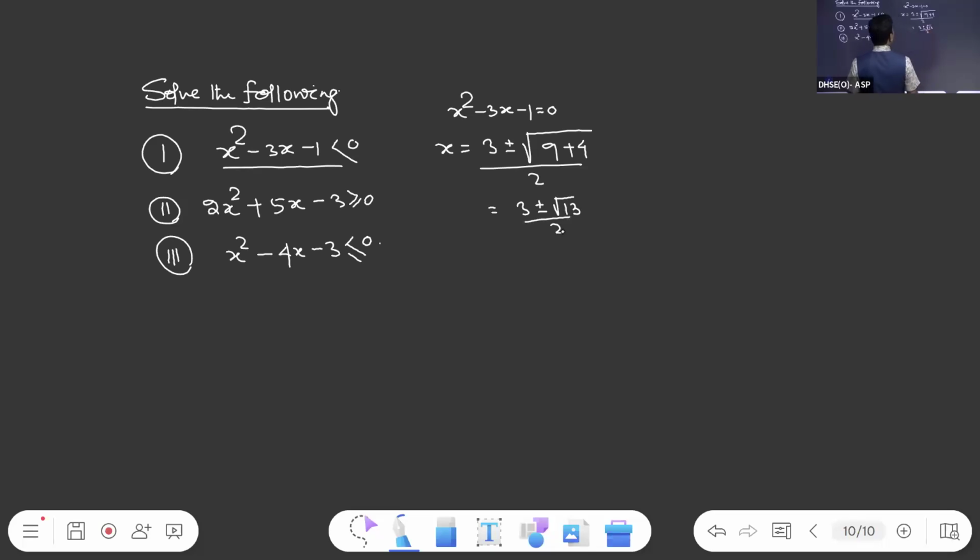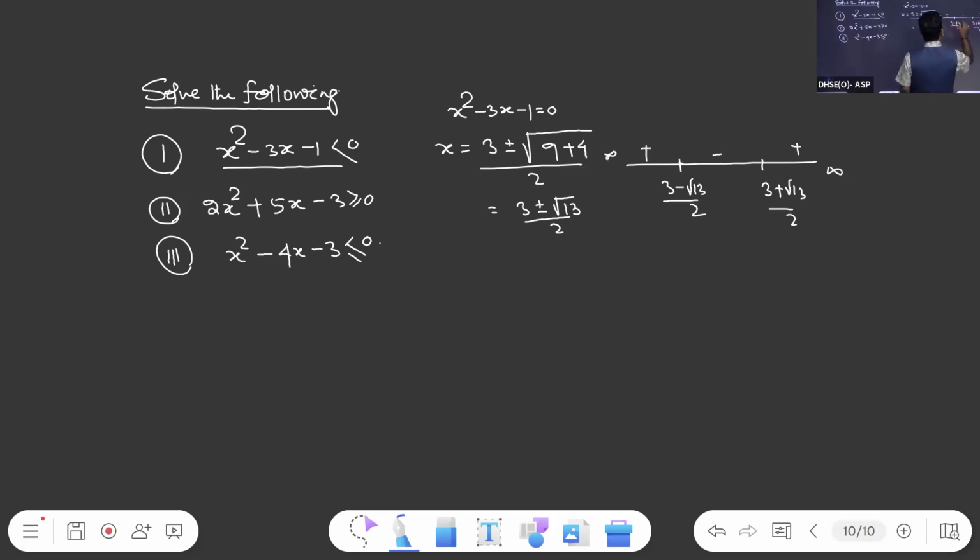So one of the critical points is 3 minus root 13 by 2, and the other critical point is 3 plus root 13 by 2. Regions are plus, minus, plus. Negative region is required. So x belongs to the open interval 3 minus root 13 by 2 to 3 plus root 13 by 2. This is the answer to your first question, right?